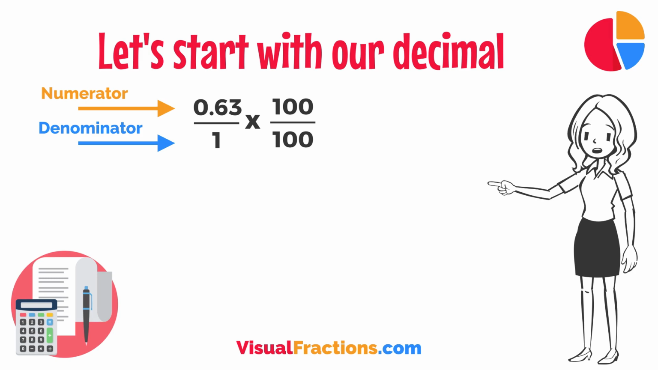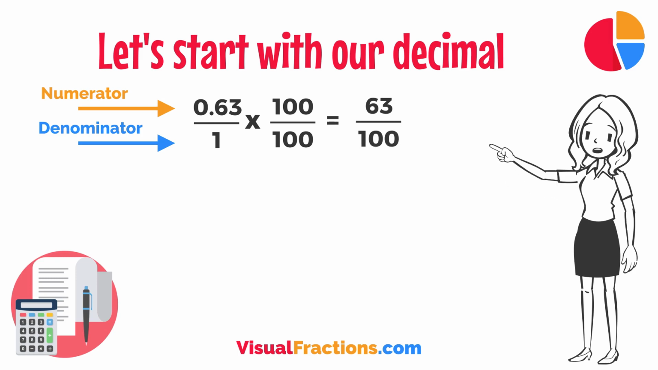So, 0.63 times 100 gives us 63, and 1 times 100 gives us 100. This translates 0.63 to the fraction 63 over 100.